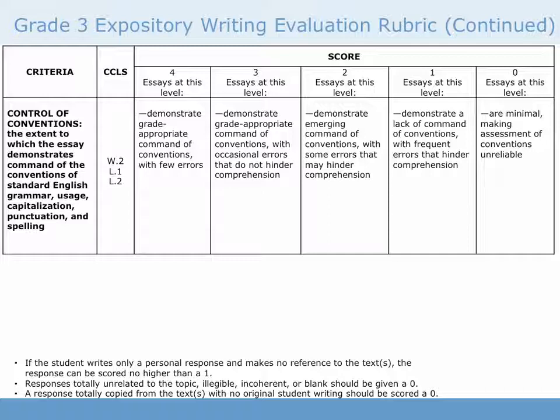Take a look at the bullets at the bottom of the rubric. The first bullet states that if a student writes only a personal response and makes no reference to the text, the response can be scored no higher than a 1. The second bullet says that responses totally unrelated to the topic, illegible, incoherent, or blank should be given a 0. And the third bullet, a response totally copied from the texts with no original student writing, should be scored a 0. You have to keep your eye on these because every now and again you're going to see them. They're not really covered in the criteria, but you have to consider them as you're scoring the papers.